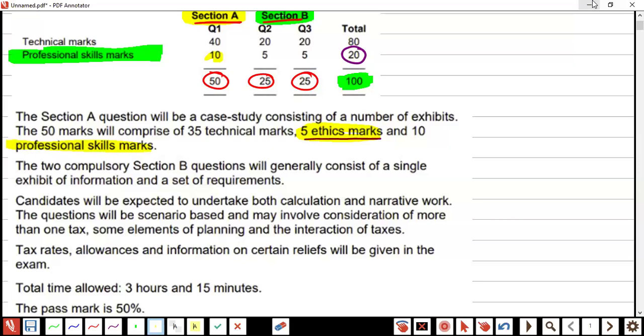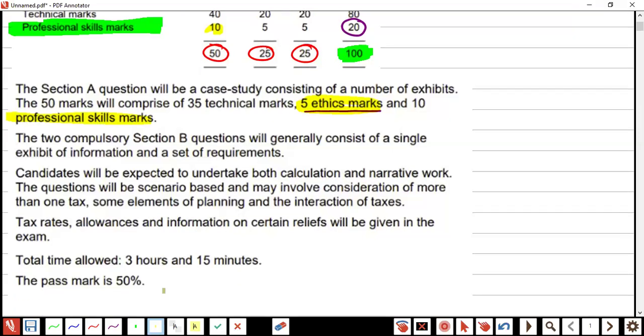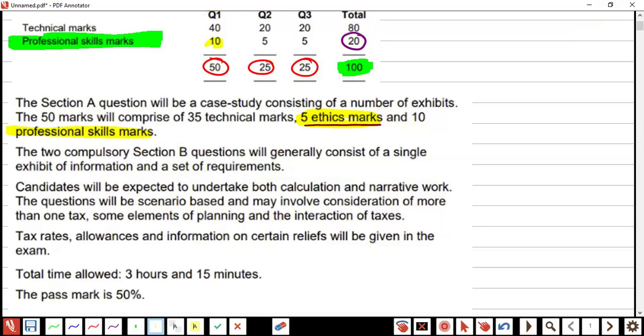The exam is 3 hours and 15 minutes. The 15 minutes are provided to you to read the paper, and 3 hours to solve it. The paper is scenario based. All of the paper is going to be scenarios. There are 3 scenarios: 1 for 50 marks and 2 for the remaining marks.